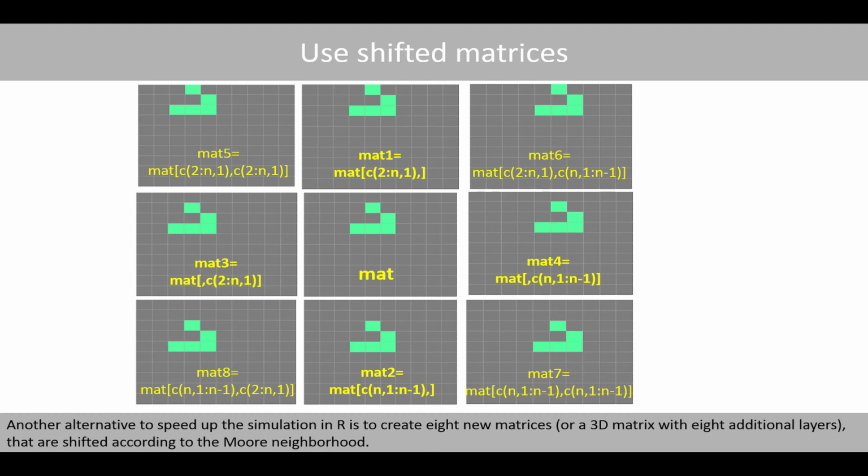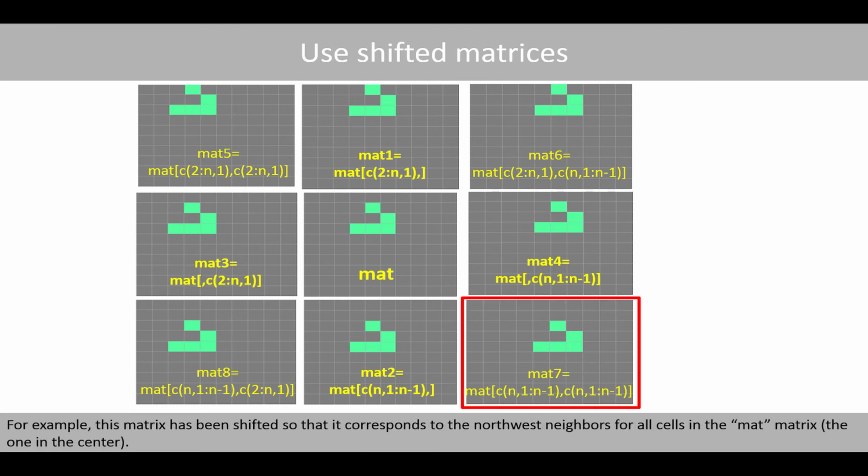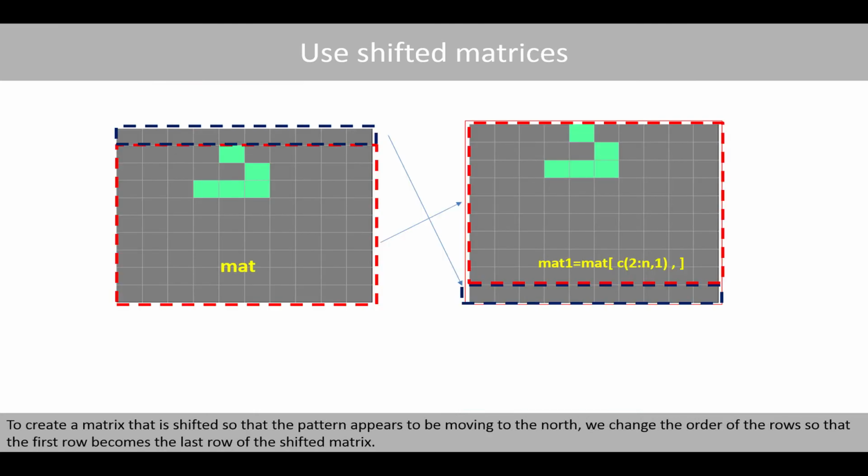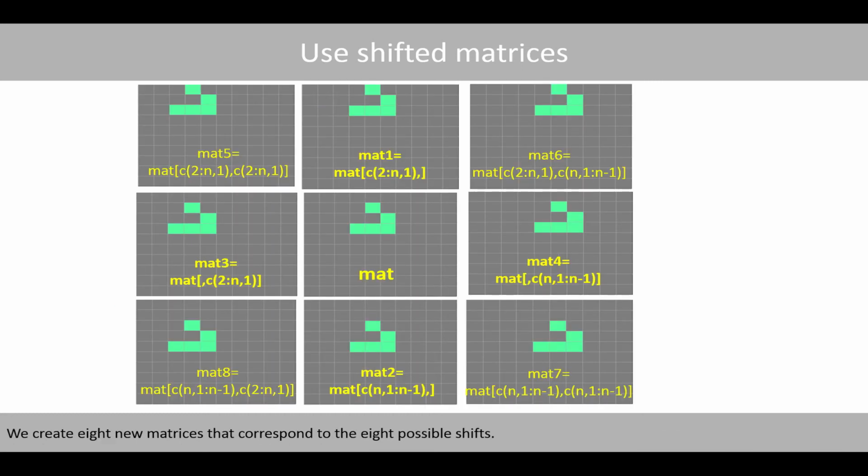Another alternative to speed up the simulation in R is to create 8 new matrices that are shifted according to the Moore neighborhood. For example, this matrix has been shifted so that it corresponds to the northwest neighbors for all cells in the MAT matrix. To create a matrix that is shifted so that the pattern appears to be moving to the north, we change the order of the rows so that the first row becomes the last row of the shifted matrix. We create 8 new matrices that correspond to the 8 possible shifts.